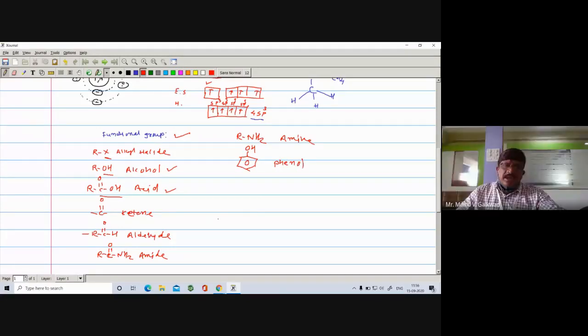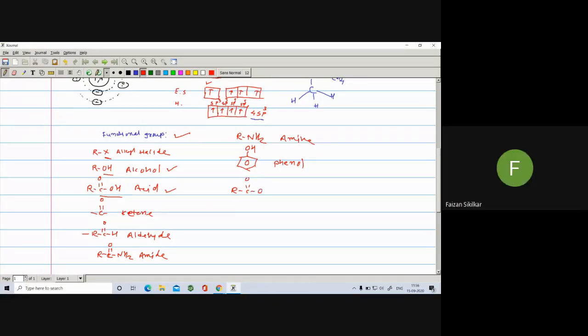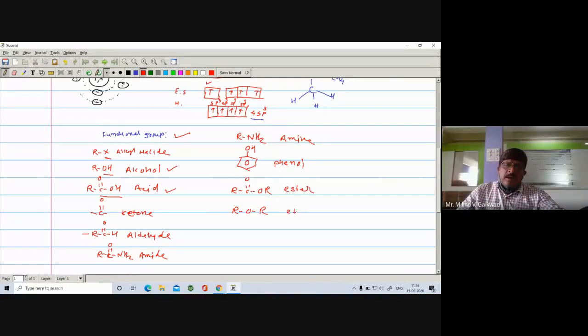Esters. Very good. Ester is RC double bond O-R. Ether is R-O-R. Amide we have written already. It is your amide, RCONH2 is amide.